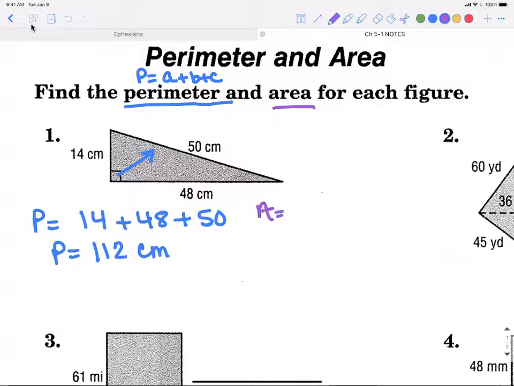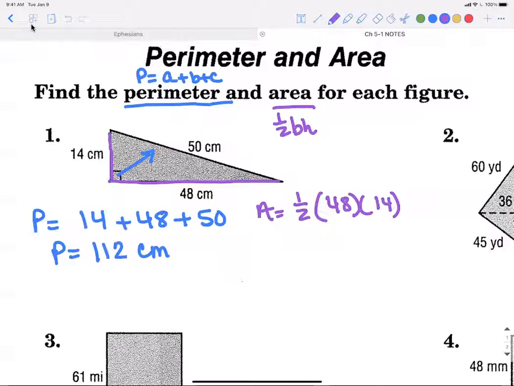And we know that the area of a triangle is 1/2 base times height, okay? So we've got area is 1/2 times the base, which is here. Okay, so that's 48 times the height, which is here. So 14. So notice for area, we don't use that side C. We only use the base and the height. All right, so again, order doesn't matter.